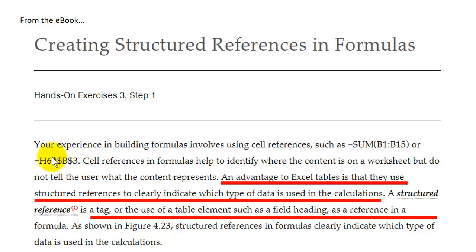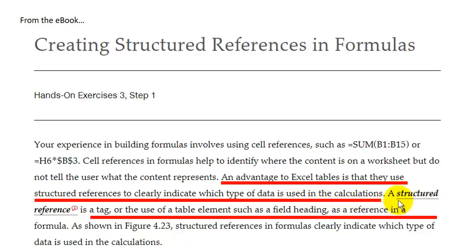I know this asterisk here is multiply, right? This times that. The absolute reference, by the way, means even if I copy this formula, this cell will absolutely stay on B3, whereas this one might change as I copy it. So cell references, it says, are very important. And then as we continue on, it says an advantage to Excel tables. So we're talking very specifically about the table function, which is what we're studying in chapter 4, is that they use structured references. There we are again, structured references, to clearly indicate the type of data that's being used.